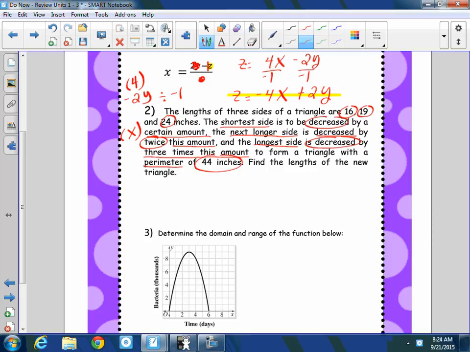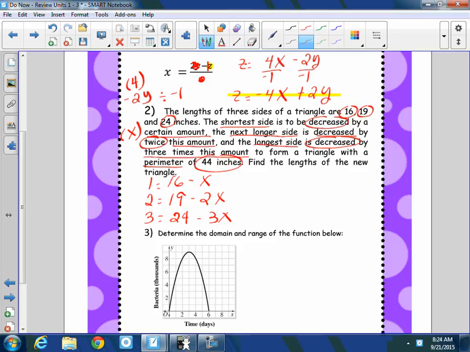Okay. So now you need to organize your thinking. Triangle has 3 sides. Shortest one would be 16. Middle one would be 19, and the other one, the longest one, would be 24. The shortest is decreased by a certain amount, so that would be minus x. The next one is decreased by twice this amount, so that would be minus 2x. And then the longest side is decreased by 3 times this amount, which would be minus 3x.